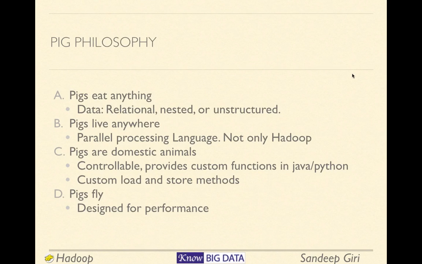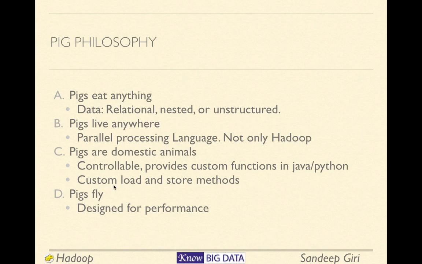So the philosophy with respect to Pig is this. These are the four pillars of Pig's philosophy, with which most of the system is designed. The first is that Pig eats anything, which means Pig is not so peculiar about the data. In SQL, our data has to be in the database before we can run any SQL against it, and when we import the data into SQL, the data has to have a data type.